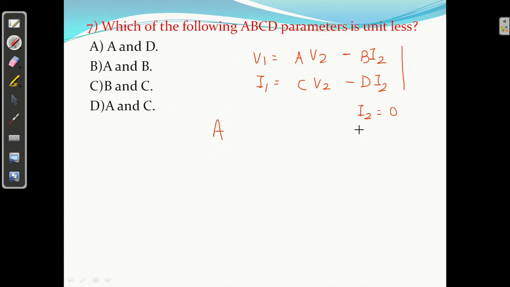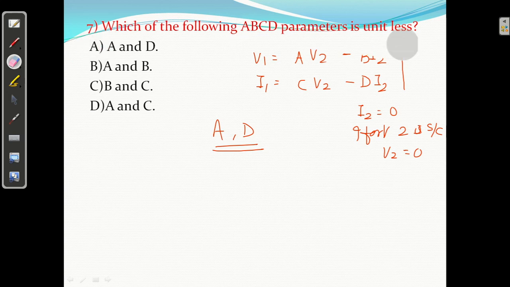Similarly, if port 2 is short circuited, V2 will be 0. So D equals what? I1 upon I2, minus, or D equals minus I1 upon I2. Current upon current means no unit. So D is also unitless. So that is the answer. There are two unitless terms, A and D. The answer is A is correct, right? These are the unitless ones.